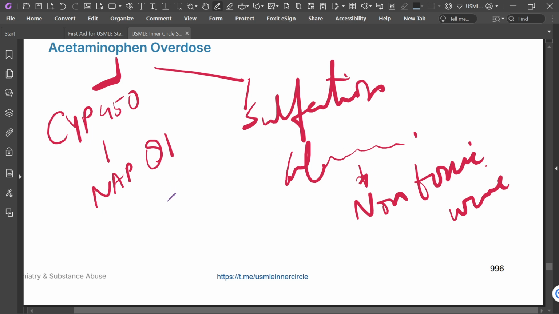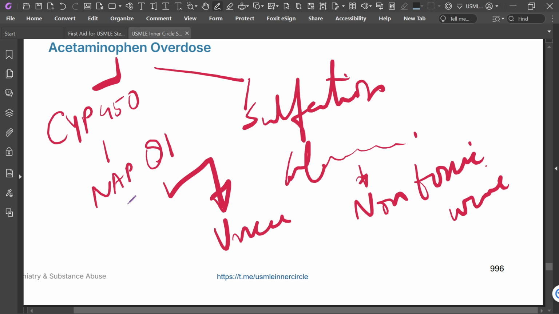And this NAPQ1 becomes unconjugated NAPQ1, causing hepatotoxicity. The presence of N-acetylcysteine stimulates glutathione, and glutathione conjugates the NAPQ1, which is then excreted through the urine.